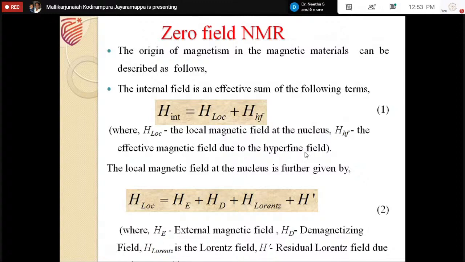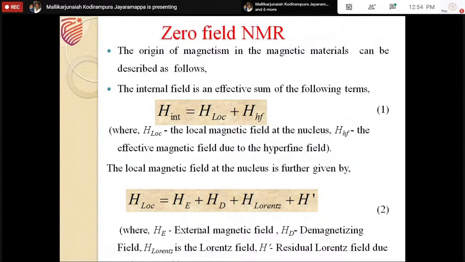Again, many more terms are involved here. What I mean to say is that this internal field consists of the local magnetic field as well as the hyperfine field. This local magnetic field is subdivided into some other components. Let us not pay much attention in this talk to the finer details of that. Let us try to understand the possible mechanisms which cause the local magnetic field to arise at the site of the nuclei of interest, where He is the external magnetic field, if we apply it.